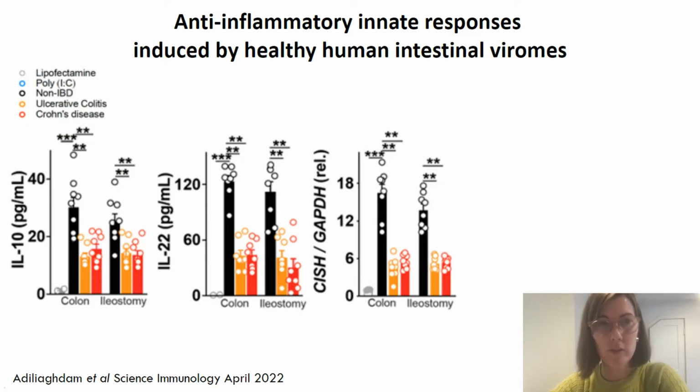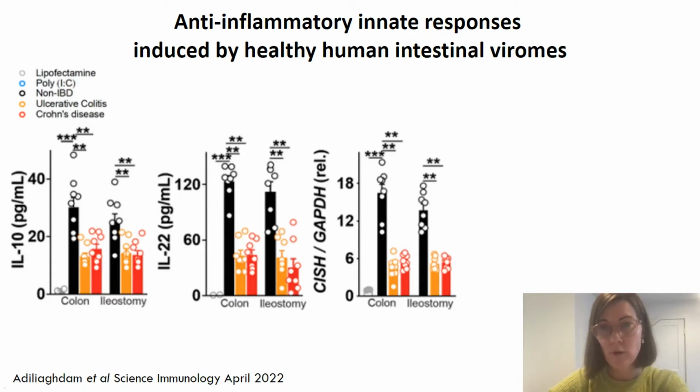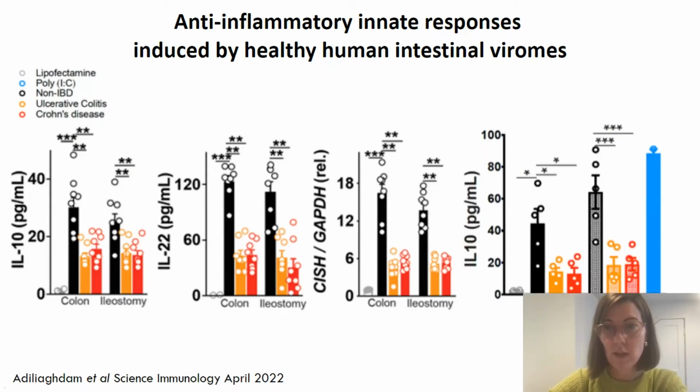These were all colon resections taken fresh, the viruses isolated from them, put on macrophages, and cytokines measured. What was actually amazing was the reproducibility of the virome from individuals. You can see here the amount of this anti-inflammatory cytokine interleukin-10 was quite consistently upregulated by non-IBD viromes, and the anti-inflammatory interleukin-22, again, very much upregulated by non-IBD viromes, as well as this pro-survival gene CISH.